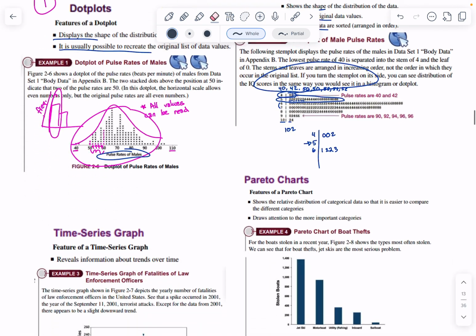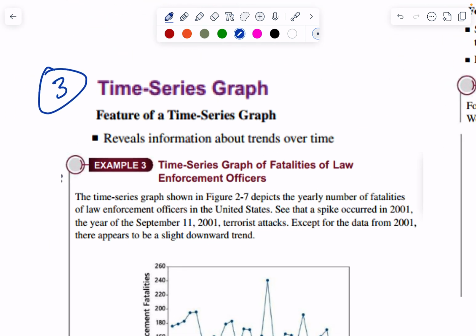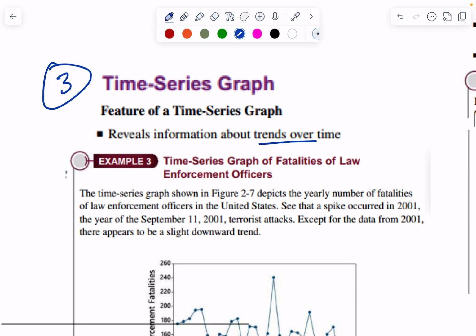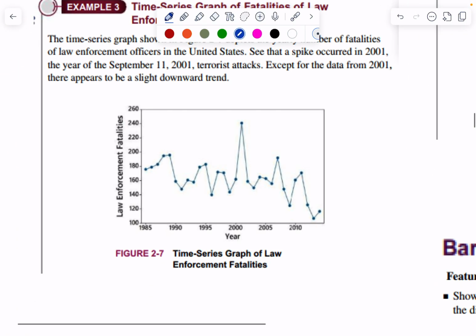Okay, the third one, time series, okay? Time series graph reveals information about trends over time. This is like the only graph that we have where the bottom of the graph is some unit of time, like some time interval. Usually years, maybe it would be months, right? Maybe we're tracking temperature over the months of a year, right?